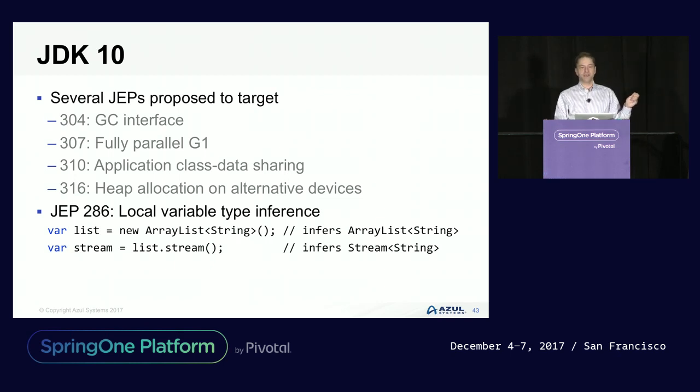The big thing in JDK 10 is the idea of local variable type inference. This is the introduction of var into Java, so it will look like some other languages. So now we'll have the idea of saying, OK, var list equals new ArrayList of type String. The compiler can obviously infer that list is going to be of type ArrayList of type String. If we do var stream from list.stream, then the compiler will infer that that's a stream of String because it knows where the stream is coming from.